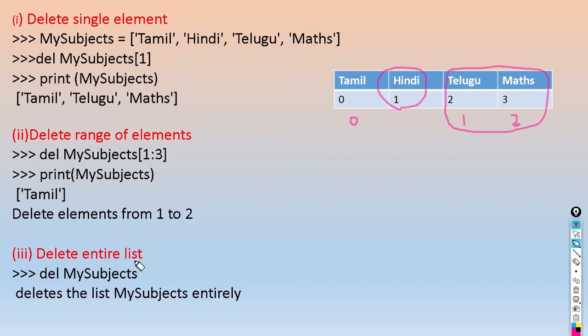Next, delete the entire list. How to delete the entire list? For del, I just have to give the list name. If I write like this, the list itself will be deleted. The elements will also be deleted, as well as the list will not exist. If I give print my_subjects, it will show an error. So it not only deletes the content, it deletes the entire list itself. The list doesn't exist in memory, so if I give print my_subjects it will give an error.